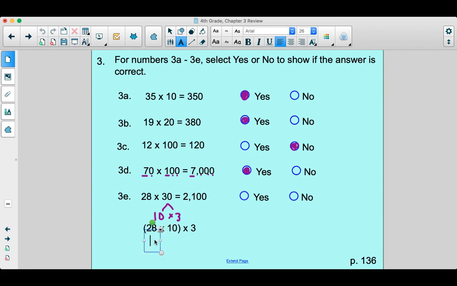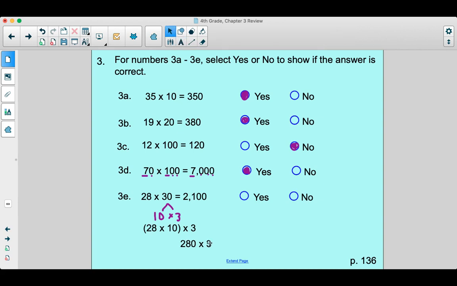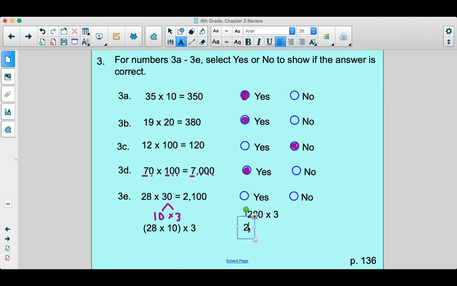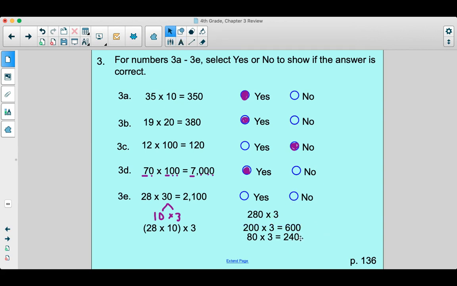So 28 times 10 equals 280. And now I have to multiply that by 3. Okay, so I think I'm going to do 200 times 3 is 600. And 8, let's see, so let me move this around a little bit. 200, I'm going to move it right here. So I have a little more room. All right, so we've got 200 times 3 equals 600. And then we've got 80 times 3 equals 240. And we add those together, and our answer is actually 840.